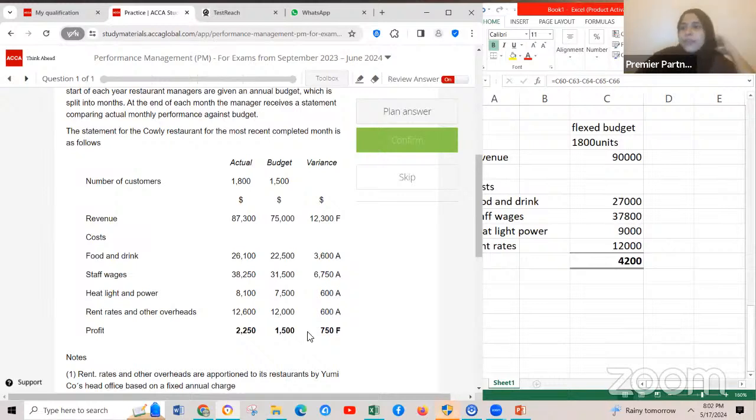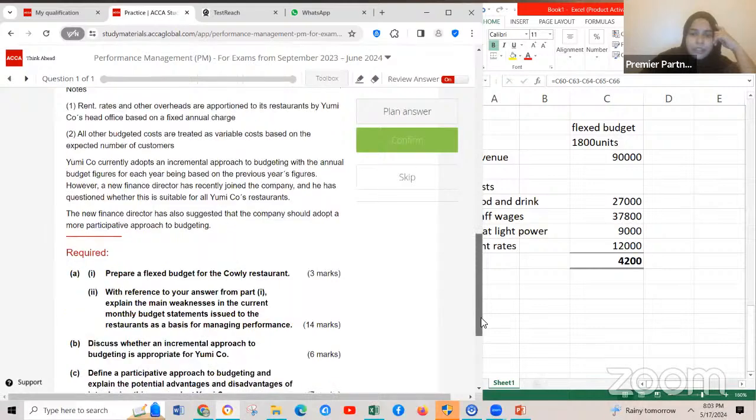So it's not favorable. It's adverse. Because this was your budget for 1,500, and this is your actual for 1,800. Right? So this and this comparison cannot be made.